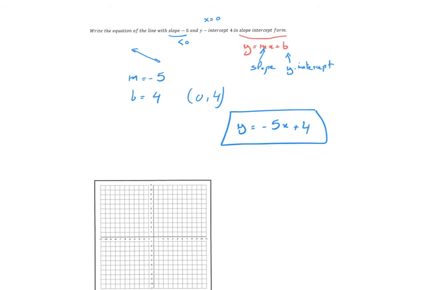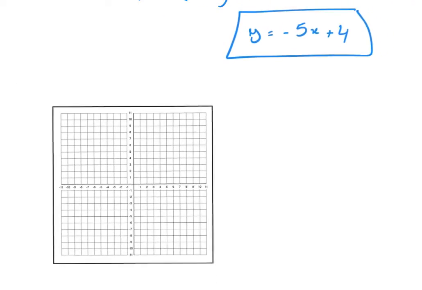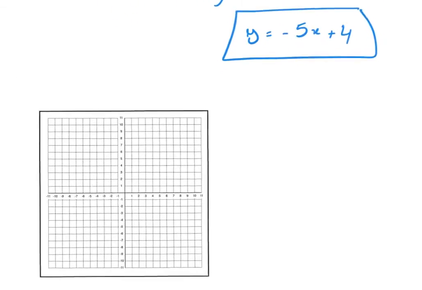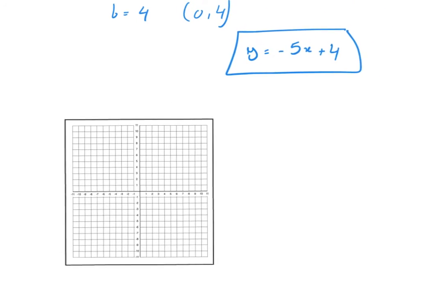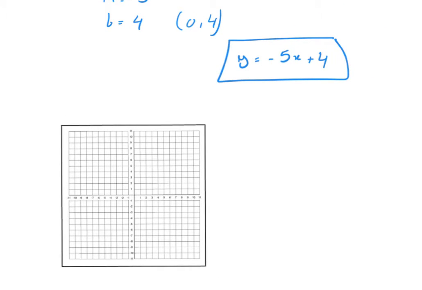That's going to be the equation of the line. And let's try to graph this equation. We have two ways to graph this equation. One way is to find another point. We have a point already, which is (0, 4), and we can pick another point.